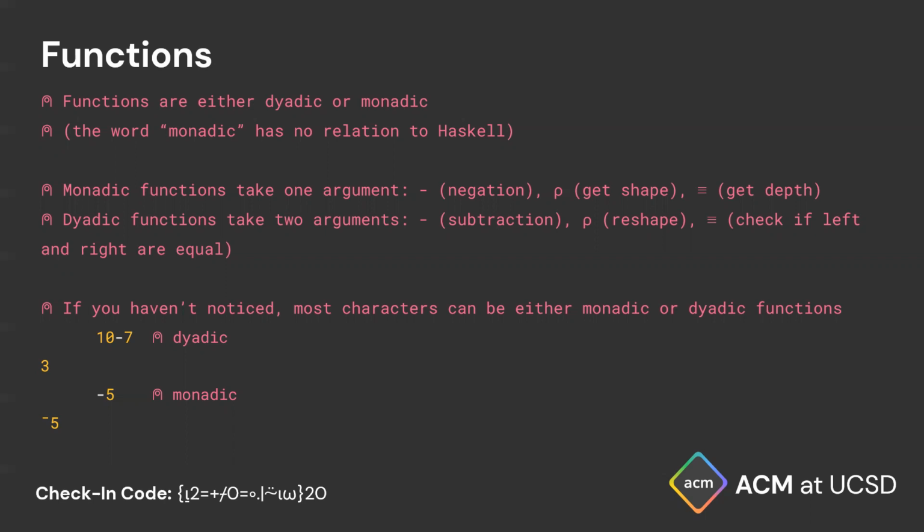In case you haven't noticed, depending on how you use different symbols in APL, they can be applied either dyadically or monadically. Here we have 10 minus 7 minus 3, applying the minus symbol in a dyadic way. And here we have minus 5, which gets applied monadically because it only has one argument. So we have a high negative 5.